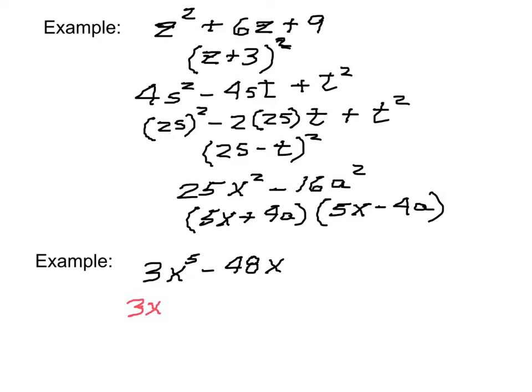So I'm going to take the 3x out, and what's that going to leave me with? That's going to leave me with x to the fourth minus 48 divided by 3 is 16. All right? Okay, now, so I got the 3x out, but what's in the parentheses? X to the 4 minus 16. Two terms separated by a minus sign. Ask yourself, are these both perfect squares? The square root of x to the fourth is x squared. The square root of 16 is 4. Yes, this is the difference of squares.